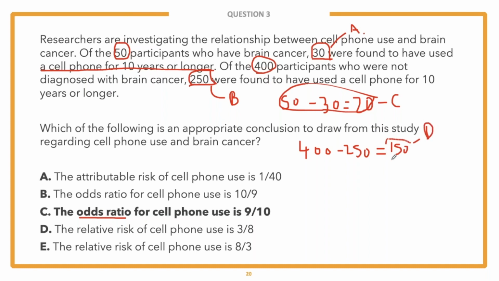So once we have our A, B, C, and D, we've mapped everything out. We've got our numbers now. All that's left is plug and chug. Plug it into the formula, and you got the answer. So the easiest way to remember the odds ratio formula is A times D divided by B times C. You guys might have seen that in your First Aid. That's the simplified version of the odds ratio formula. So A, in our case, is 30. So 30 times 150 is going to be our top part, divided by 250 times 20. AD over BC.